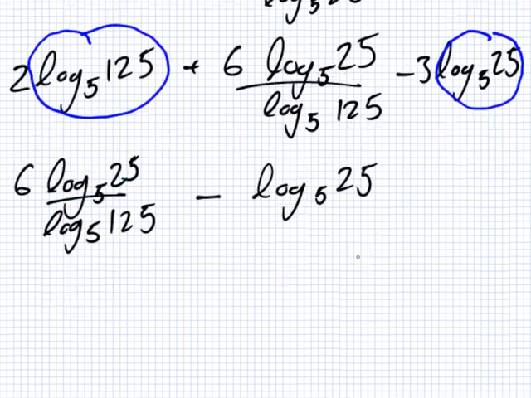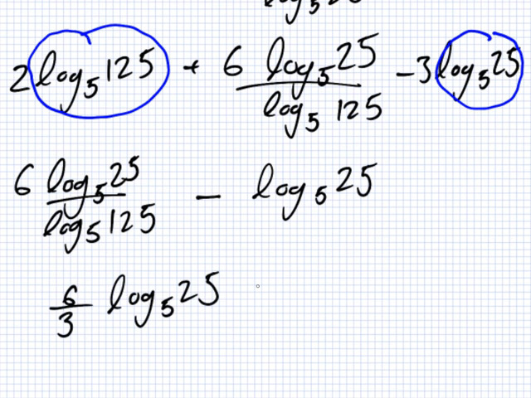Okay. What is log 5 of 125? Yeah, what's this value here? 3. So here we can get 6 over 3 log 5 of 25 minus log 5 of 25.